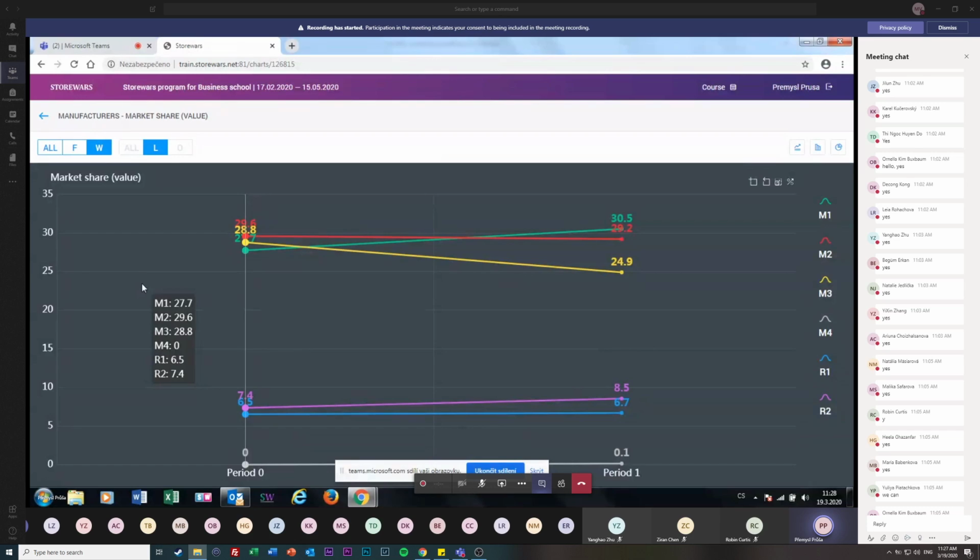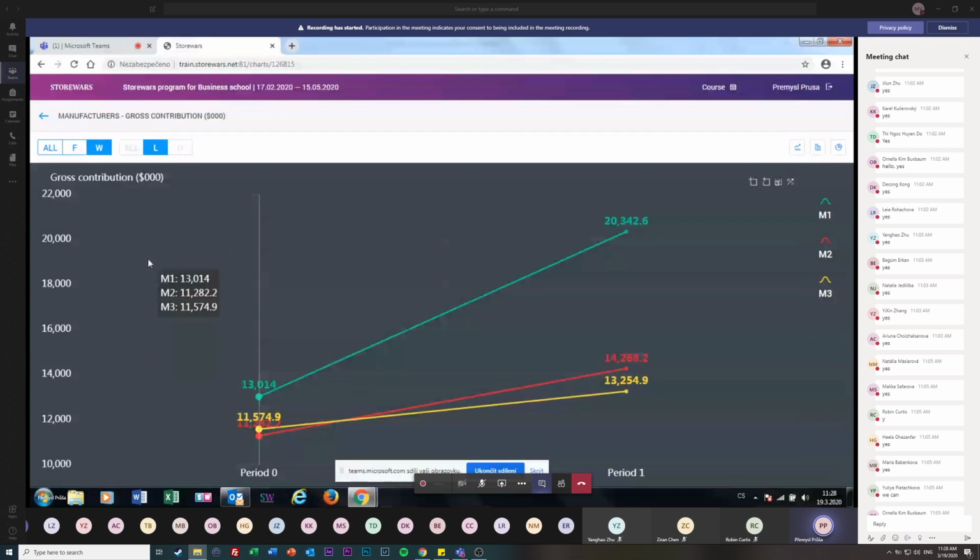And now I will show you the financial results, because you need to earn money. And we will start with the gross contribution again. And here you can see a good development, because the gross contribution, speaking about margins, are growing mainly for manufacturer 1, but for all of you. So it's good. This is a very good development.